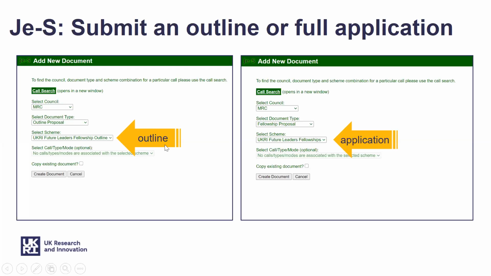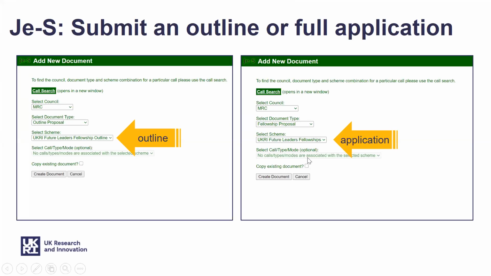And so then just before I move on, the right-hand box here tells you how to start a full application. So once you've submitted your outline, you'll need to log back in to submit a full application. So again, you need to create a new document. You need MRC as your main council, fellowship proposal as the document, and then UKRI Future Leader Fellowships again as the scheme.